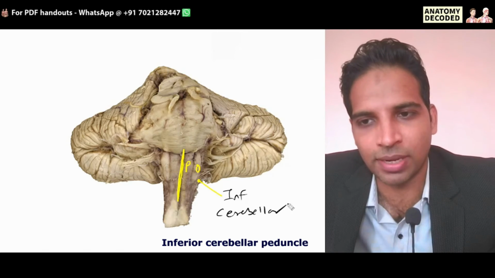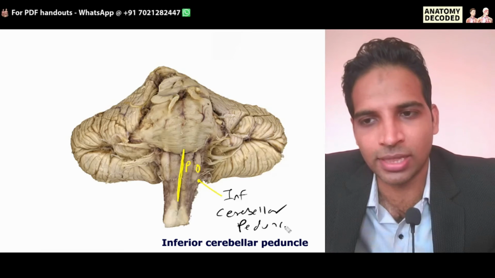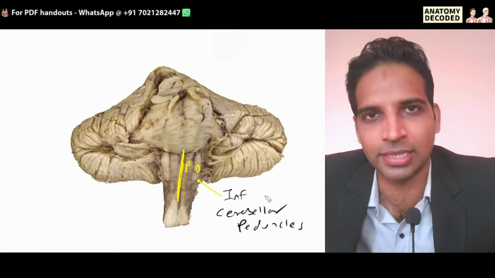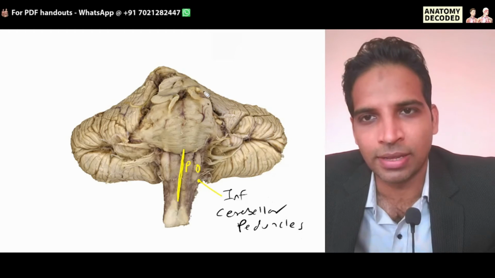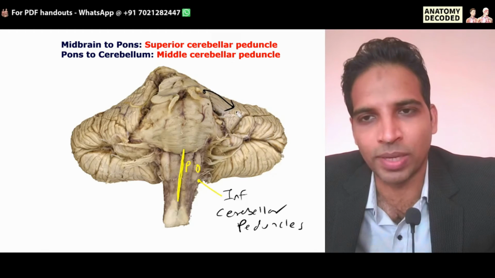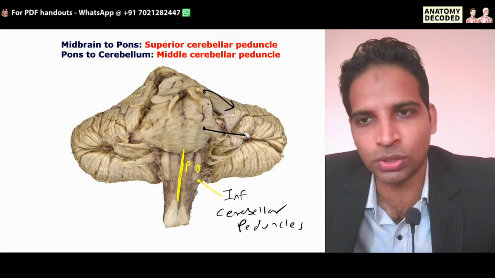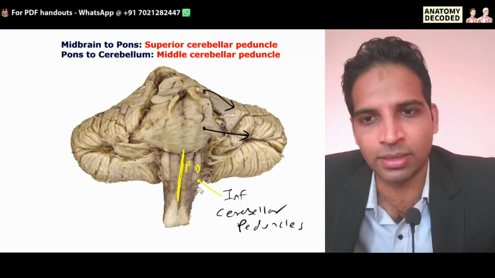Inferior cerebellar peduncle. There are three cerebellar peduncles connecting the brainstem to the cerebellum. From the midbrain to the cerebellum is the superior cerebellar peduncle. From the pons to the cerebellum is the middle cerebellar peduncle.